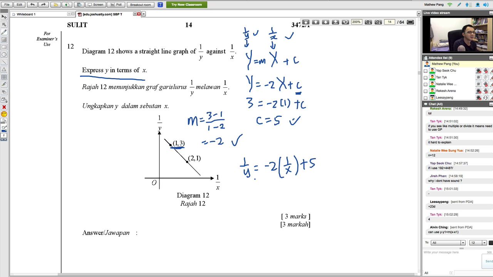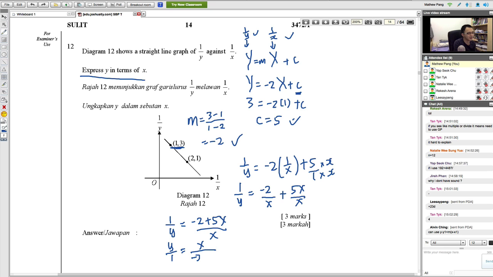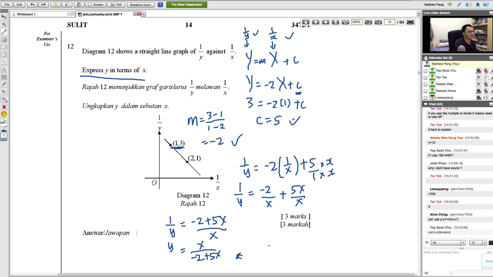Alright, so yeah, I will need to make y the subject. So I will join this one together first. 1 over y equals -2 over x plus, this one is 5 over 1, right? I multiply x here, I multiply x here, become 5x over x. And then join them together, you will get 1 over y equals -2 plus 5x over x. Then I flip over both. So y over 1 equals x over -2 plus 5x. Then I'm done. Of course, I will erase y minus 1 because this is not necessary. So this one is my final answer.